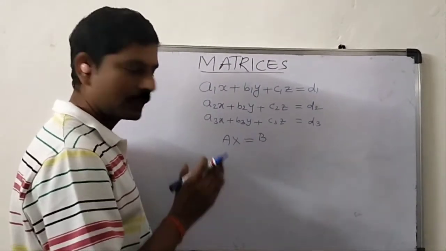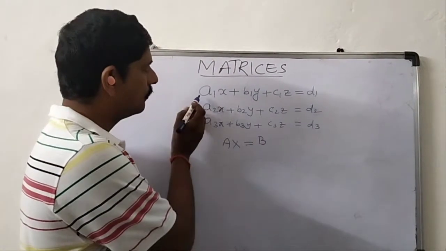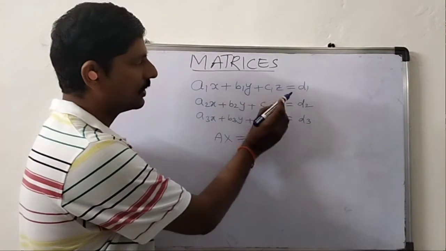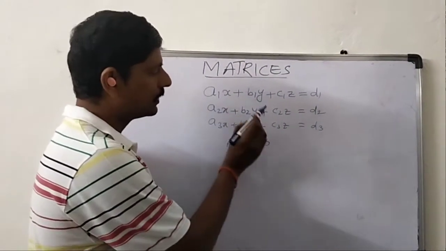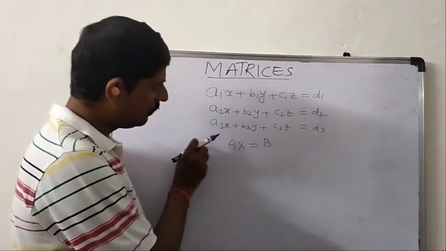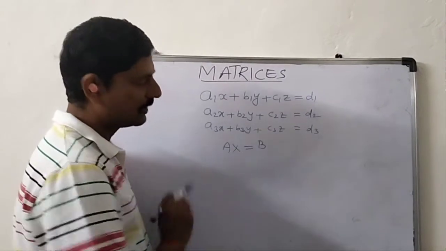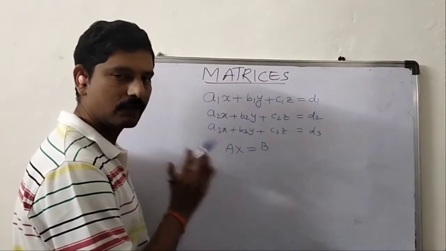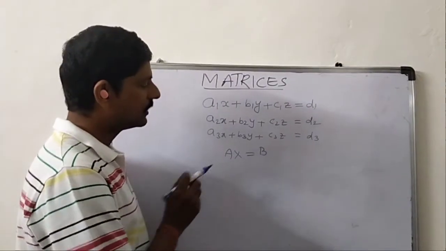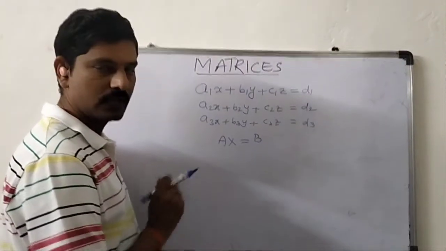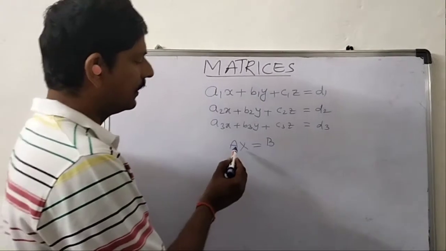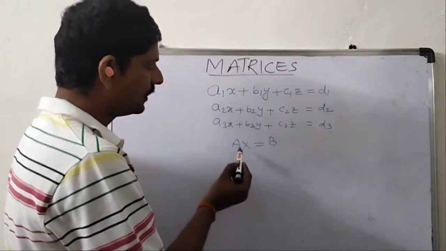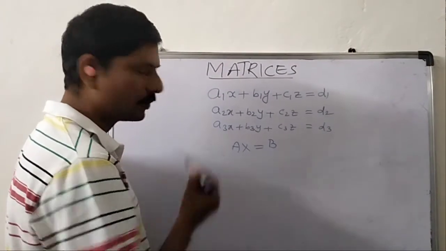Okay, understood? So AX equal to B. These three linear equations, a1x plus b1y plus c1z equal to d1, a2x plus b2y plus c2z equal to d2, a3x plus b3y plus c3z equal to d3, we call simultaneous linear equations. We can express these three equations in matrix form. So look here, we can express these three equations in terms of matrix form AX equal to B.